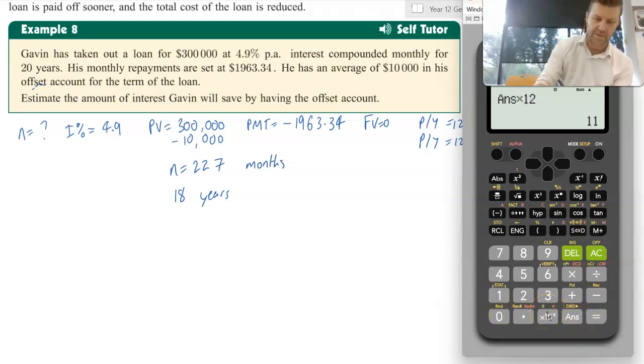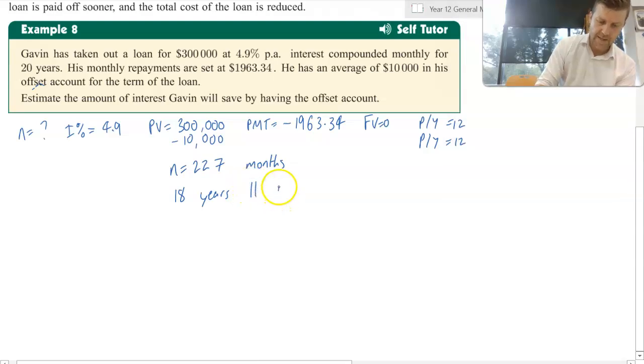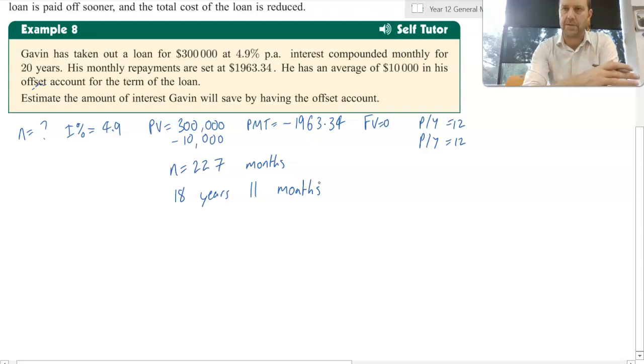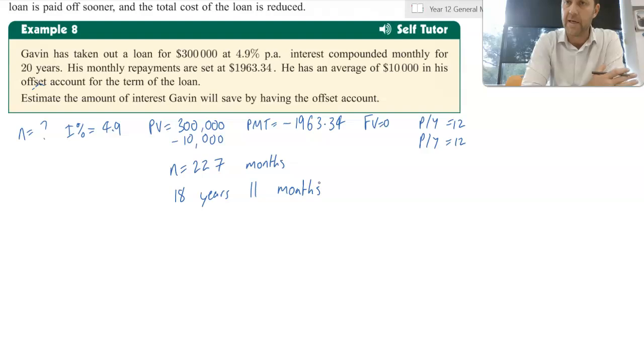So 11 months. So 18 years and 11 months is how long it's going to take to repay the loan if he has $10,000 in his offset account. So you can see it's saving him a year and 1 month worth of repayments.